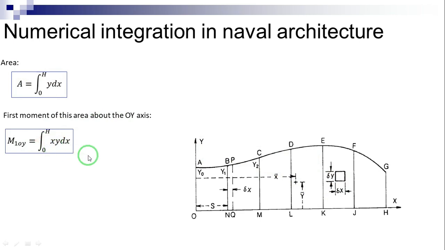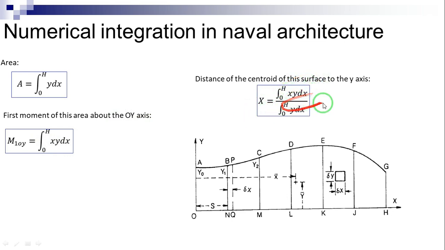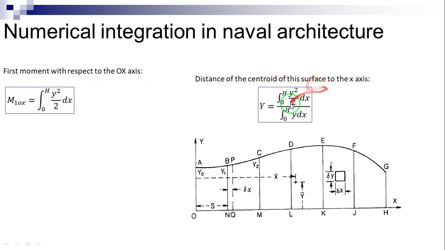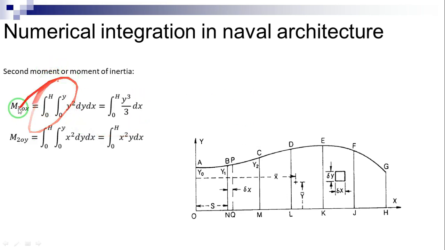Thus, the distance of the centroid of this surface to the y-axis is computed using this equation. The first moment with respect to the OX axis is calculated again using a similar equation as shown here. Thus, using the same procedure as before, the distance of the centroid of this surface to the x-axis is calculated using this equation. Using a similar method, we can write the second moment or moment of inertia as follows.